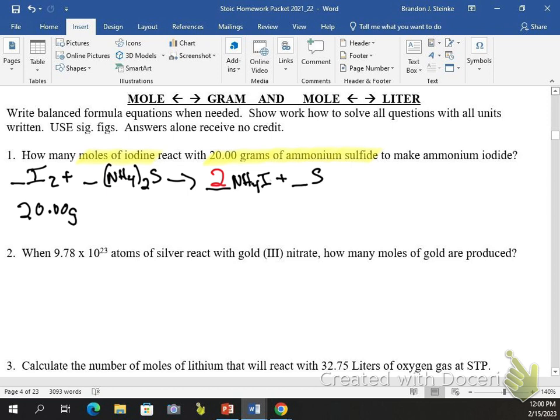20.00 grams of ammonium sulfide, right? Well, how am I going to get out of ammonium sulfide? Get it on the bottom. Grams of ammonium sulfide. This is where I see most of those. Remember that mistake I was talking about?